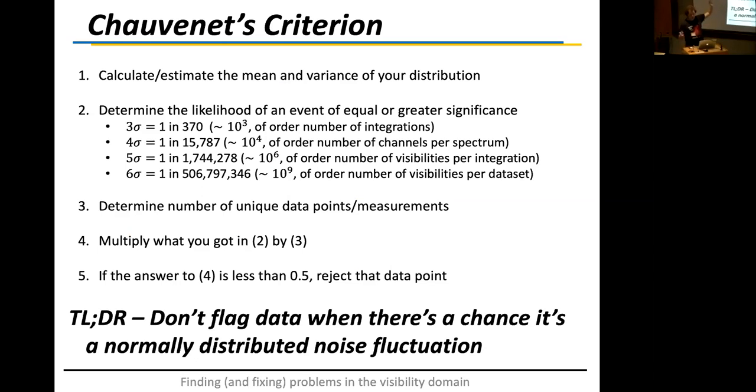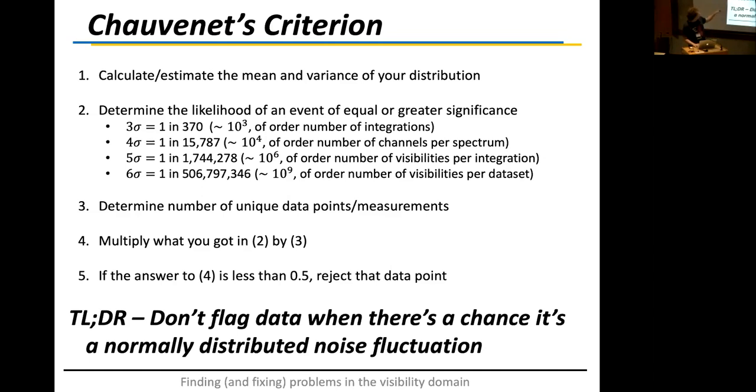So 3 sigma is about 1 in 300. That's the number of integrations in a typical SMA track. 4 sigma is 1 in 1600, so that's the number of channels in an SMA spectrum. 5 sigma is 1 in about 2 million, which is actually the number of visibilities in a single integration. And then 6 sigma is just about 1 in a billion, which is about the order of the number of visibilities in a data set. So these numbers seem really large, except that compared to an SMA data set, they're not that large.